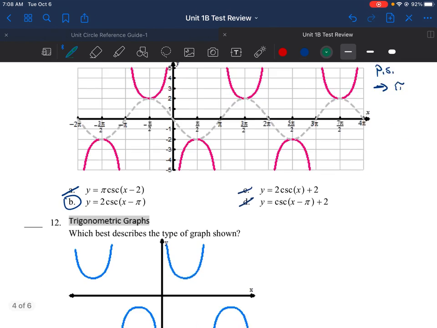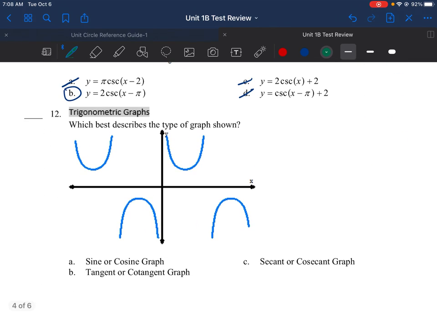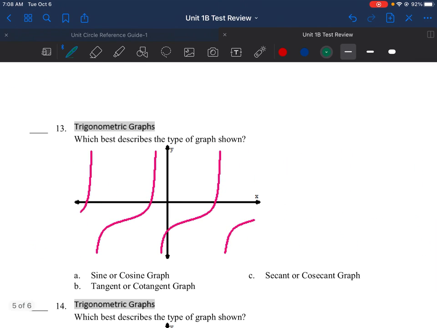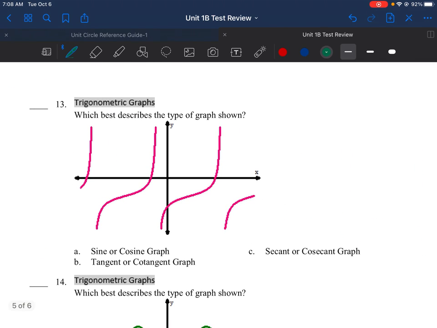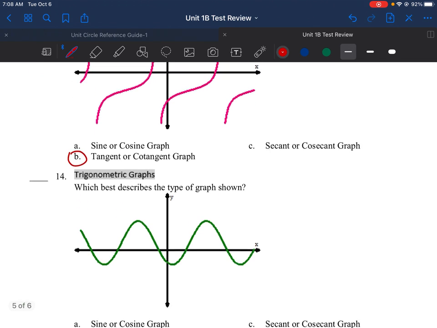Now, moving on to our next problem, which best describes the type of graph shown here? Well, we can see these little U-shaped curves with asymptotes. We know we only get those in secant or cosecant graphs, so this would be C, secant or cosecant. Question 13, which best describes the type of graph shown? Well, the only time you're going to get this shape, where we have parts of the graph going infinitely in the y direction, is with tangent and cotangent. So this is going to be answer choice B, tangent or cotangent.